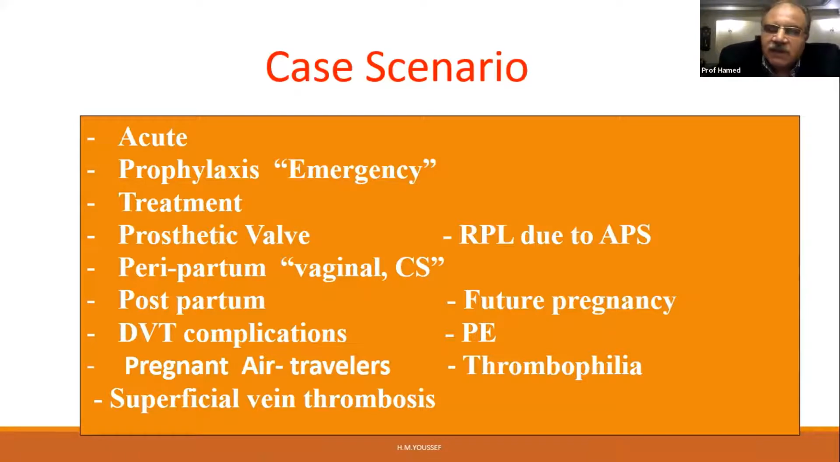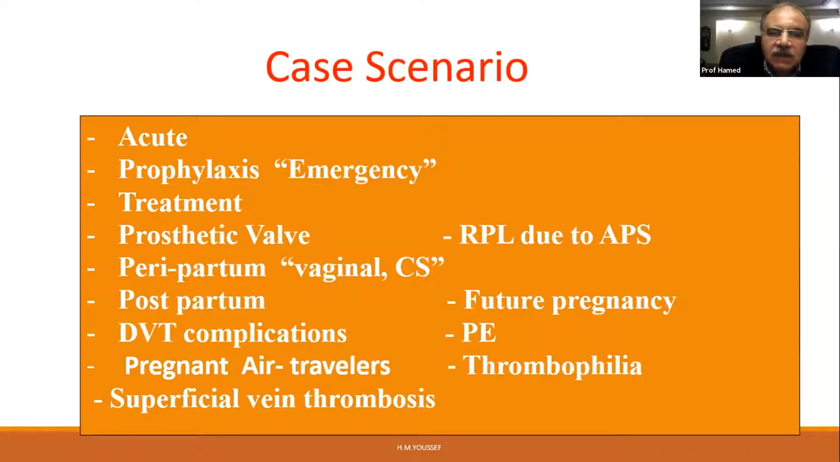My cases will be divided into patients who develop acute DVT, and when we need prophylaxis for DVT, and then how to treat, and the cases with prosthetic valve, cases with recurrent pregnancy loss and antiphospholipid syndrome, cases around the peripartum, whether delivered vaginally or by cesarean, and then the postpartum care. What about future pregnancy if the patient developed DVT in the current pregnancy? We'll ask you about the next pregnancy.